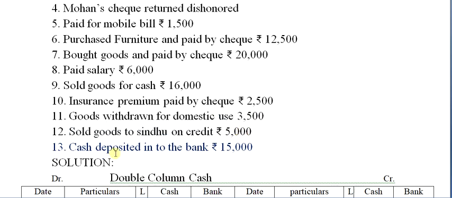13th point, cash deposited into bank rupees 15,000. This is a contra entry which affects both sides of the double column cash book. When we deposit cash into the bank, our cash balance reduces. Simultaneously, our bank balance increases. Now moving on to the solution.